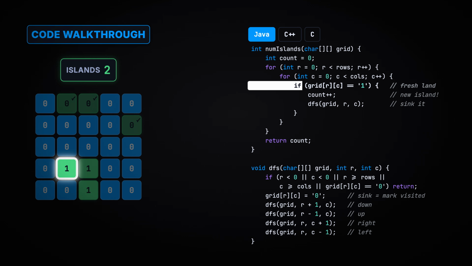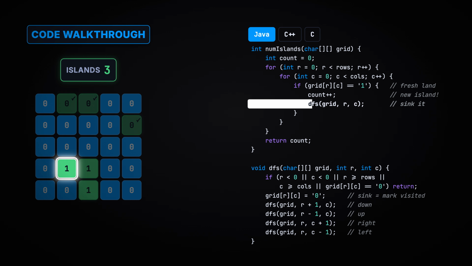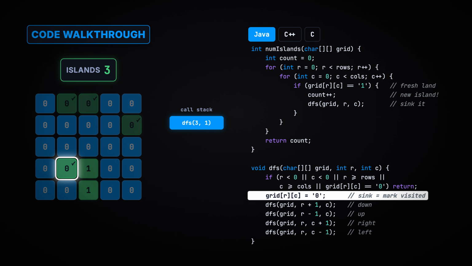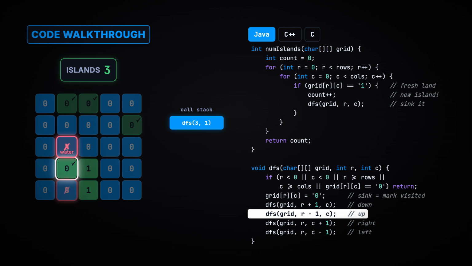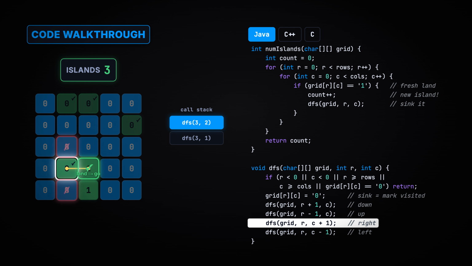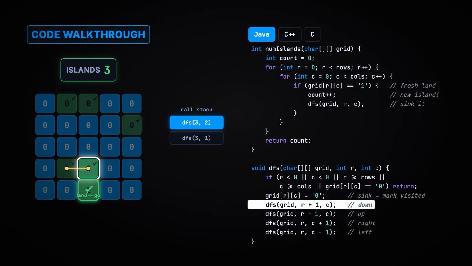The scan reaches the bottom patch, fresh land. Count becomes 3, and DFS is called on this cell. The first island 3 call is pushed onto the stack. It sinks this cell, then tries its neighbors. Down and up are water, but right is land, so a new call is pushed, and control descends into that cell. Down here it sinks the cell and checks again. Down is land once more, so it pushes yet another call and dives 1 level deeper.